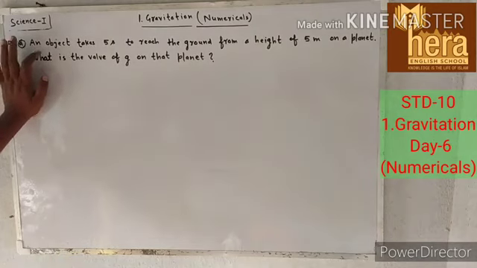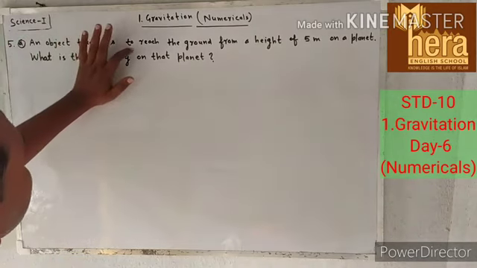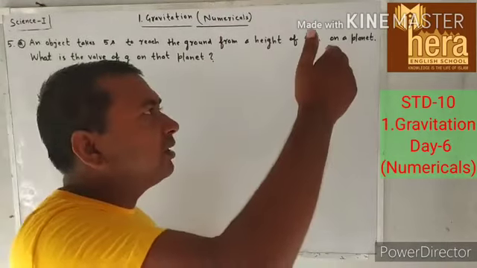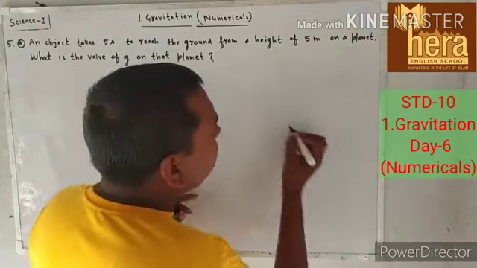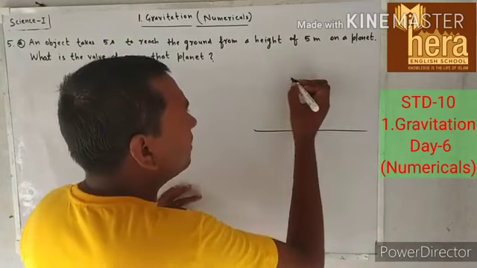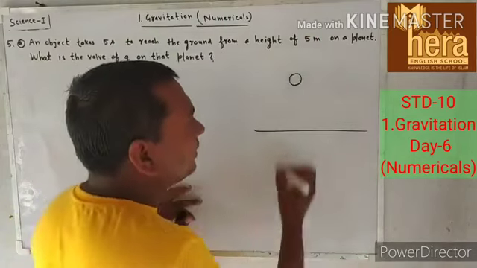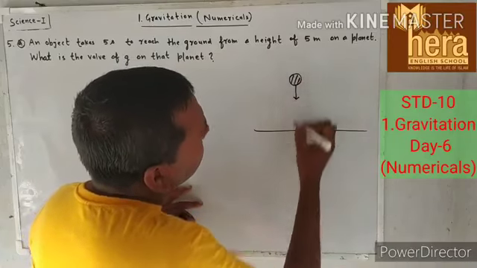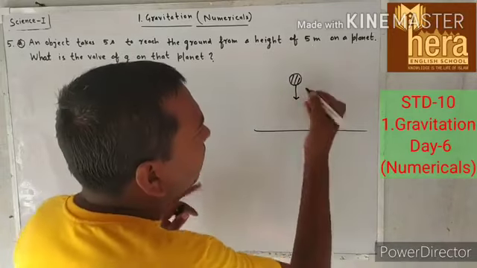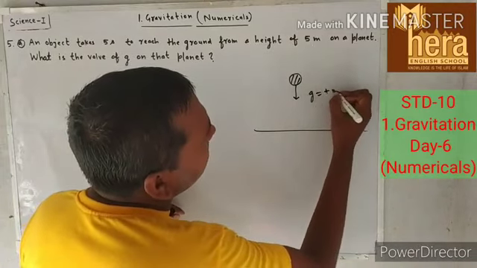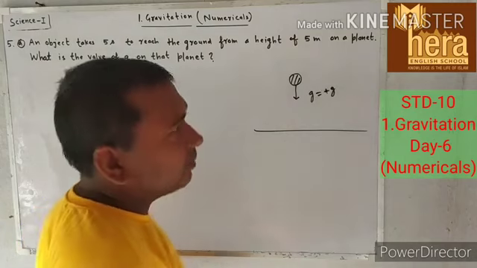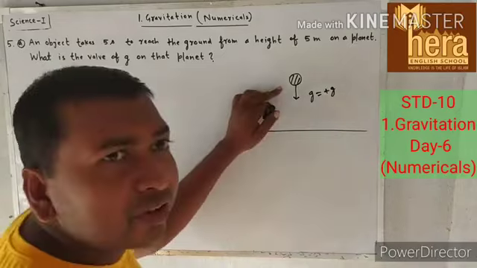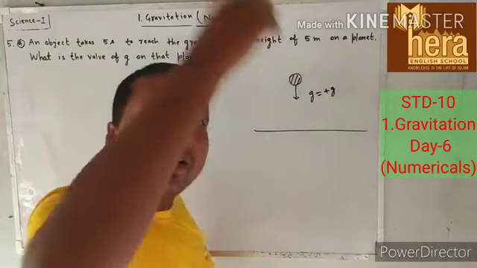An object takes 5 seconds to reach the ground from a height of 5 meters. It means, if you make the diagram, this is the ground, the object is here, it is moving in the downward direction. So of course here G will be plus G, because it is moving in downward direction. First of all, you have to check whether it is moving in upward direction or downward direction.